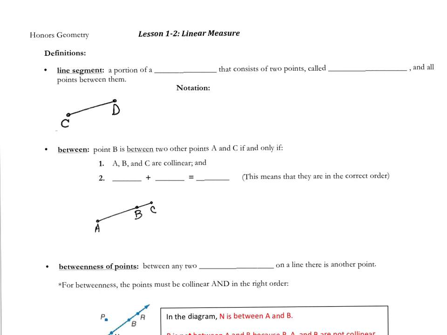Most of you are familiar with this. The definition is a portion of a line that consists of 2 points, which are called endpoints, and then all points between them. So for that segment, the notation would either be segment CD, or you can call it segment DC. The order doesn't matter, but you just name a segment by its endpoints.